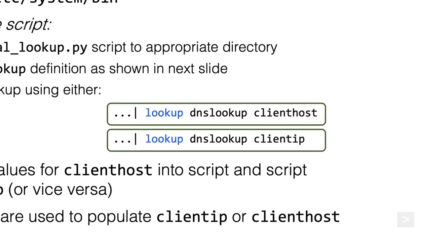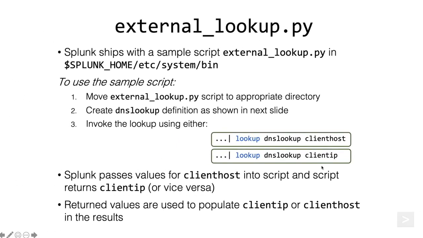Now, in this example here, we are using a lookup definition of DNS lookup. We are passing in client host as the input field or client IP as the input field. If we pass in client host as the input field, it will output the values of client IP. And if we pass in client IP, it will output the values of client host. Those will be the fields and their values that are populated to the search results.